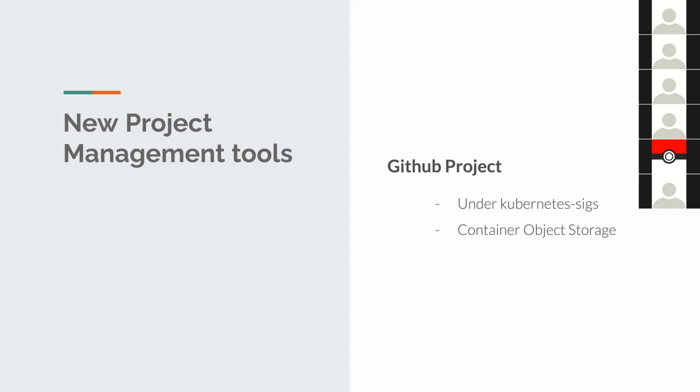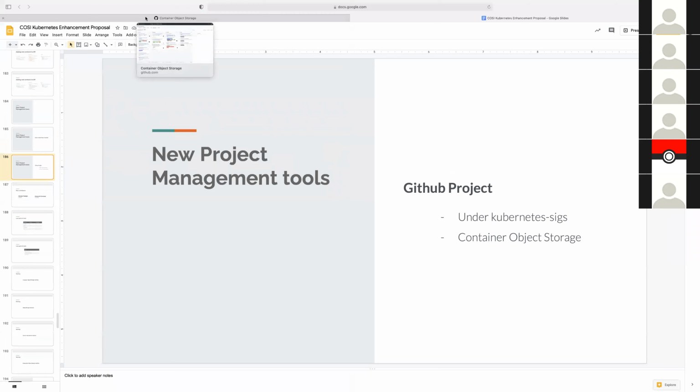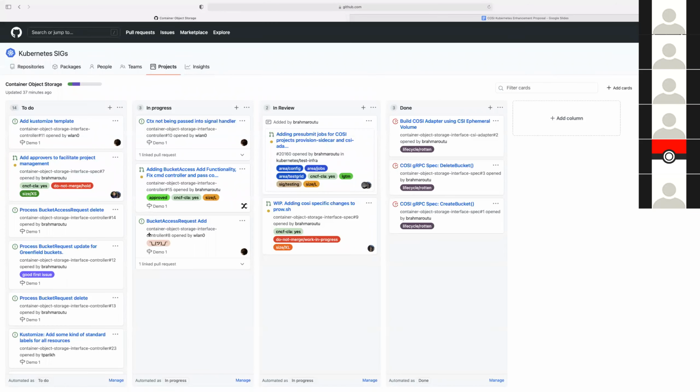Under Kubernetes SIGs, I believe a few months ago, the Container Object Storage project was created. So I'm just going to open that page. This Tuesday, we all met, including Nicholas, and we went over how we're going to manage this project using this GitHub Projects tool.